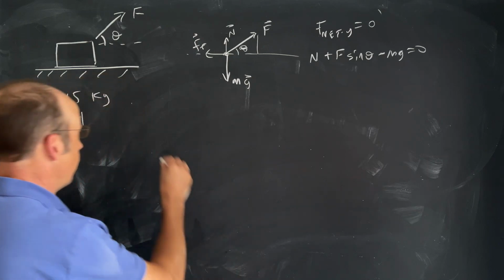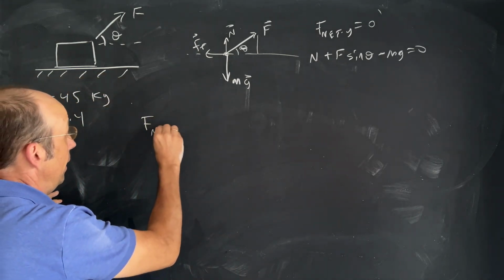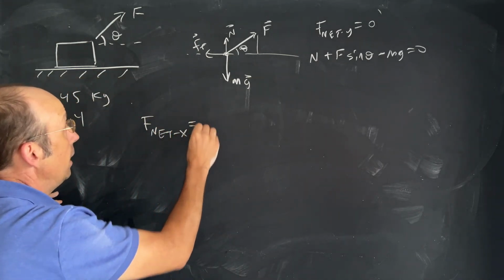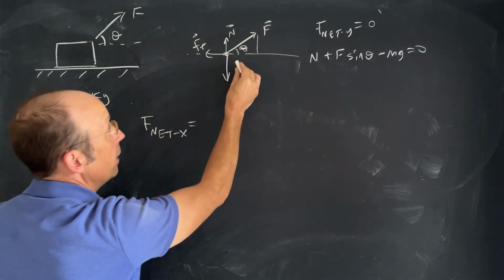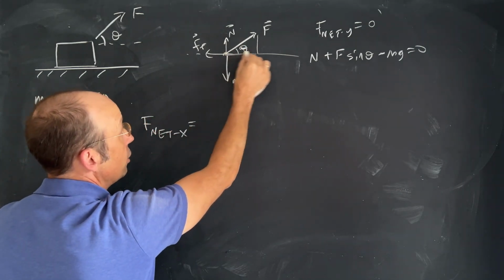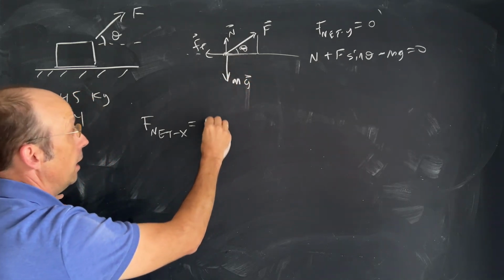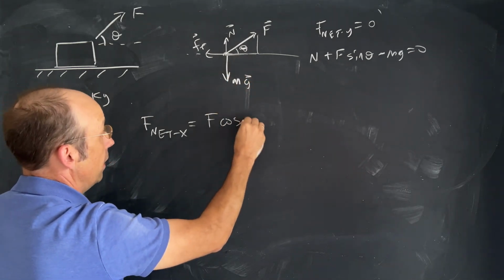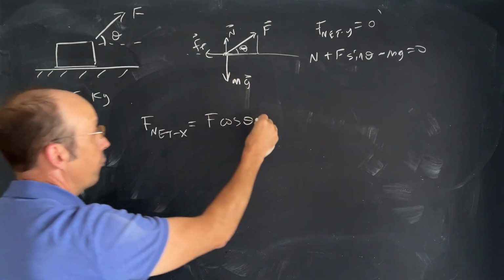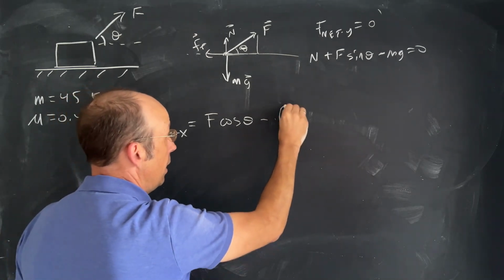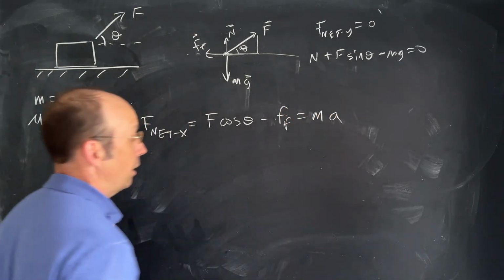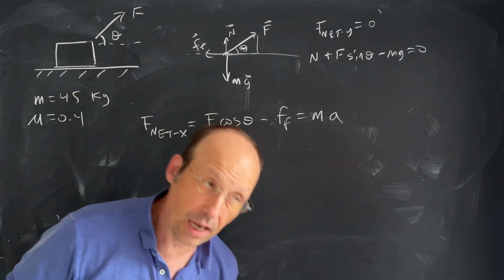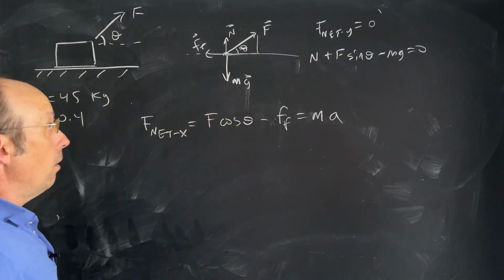In the x direction, I can say F net in the x direction is, what forces are there? Well, I have a component of the force. This is the adjacent side, so it's going to be the cosine, F cosine theta. That's that force. And then I have the frictional force in the negative x direction. I'll put that as minus F friction, and that's equal to mass times acceleration in the x direction. I'm going to leave it as a, just to make it simpler.